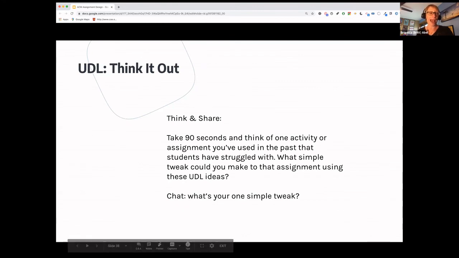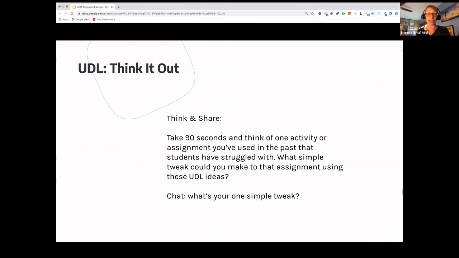Could you add a modality? Could you build in additional steps to make the process clearer, perhaps by providing an outline of steps or a cognitive support? Could you adjust your assessment criteria? Perhaps students struggled because they were focused on one aspect of the assignment and your grading emphasized another aspect or another element of that assignment.